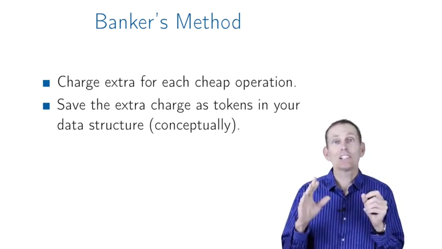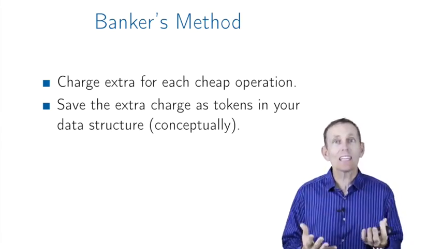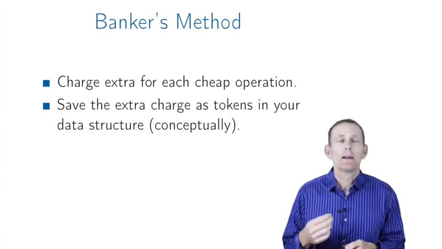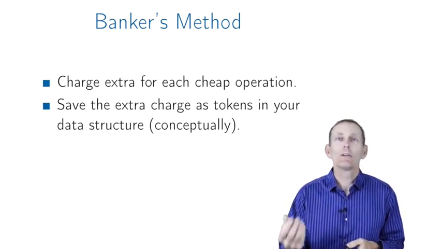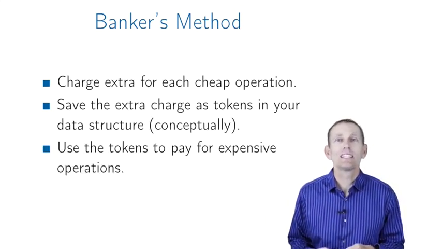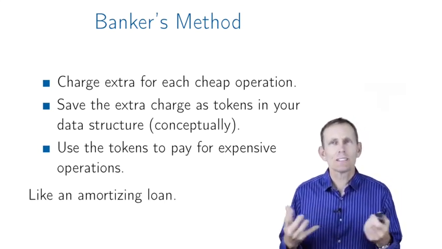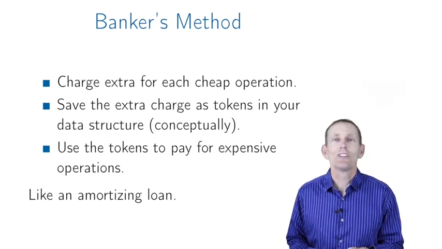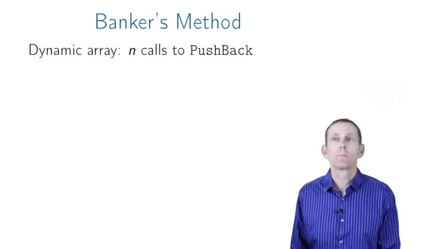Okay? We're not actually changing our code. This is strictly an analysis, but we're conceptually thinking about putting our saved extra costs as tokens in our data structure that later on we'll be able to use to pay for the expensive operations. Does it make more sense as we see an example? It's kind of like an amortizing loan, or the case I talked about where we're saving $100 a month towards a $6,000 car because we know our current car is going to run out.